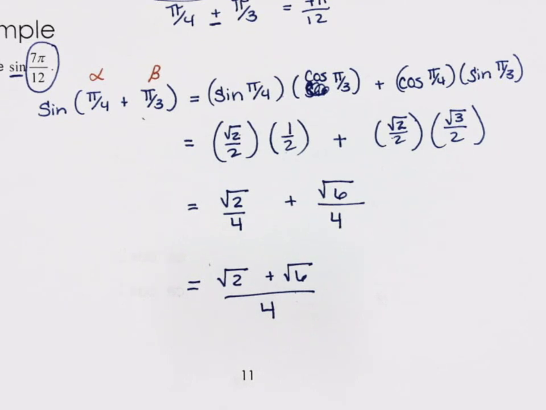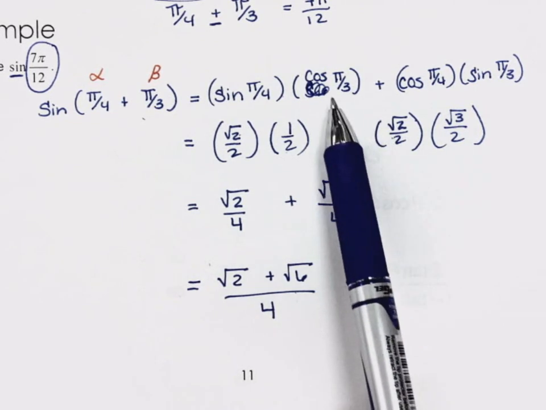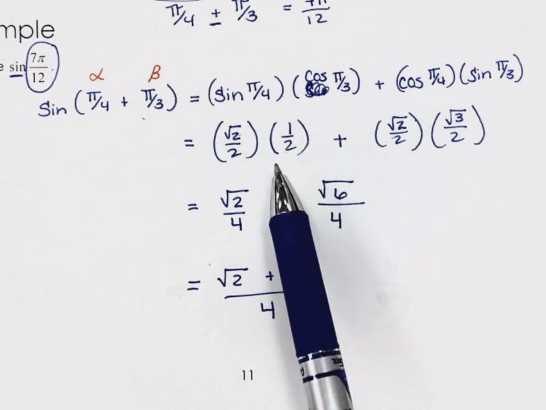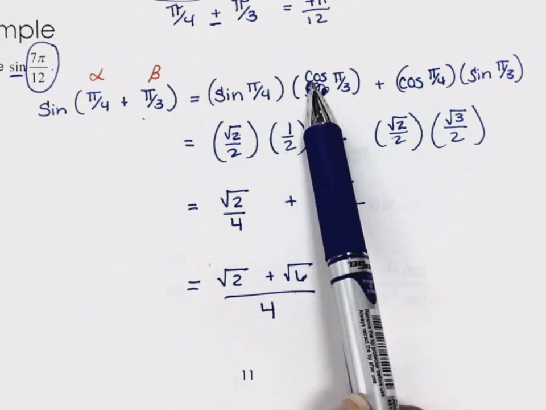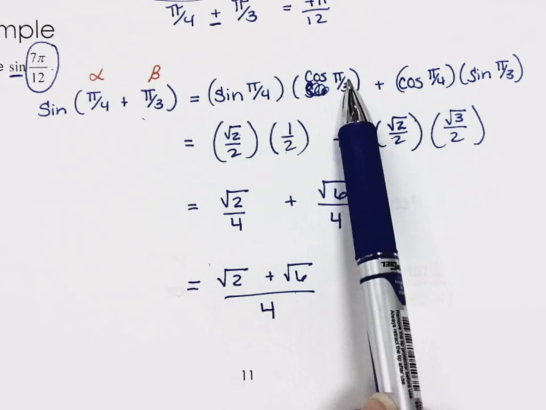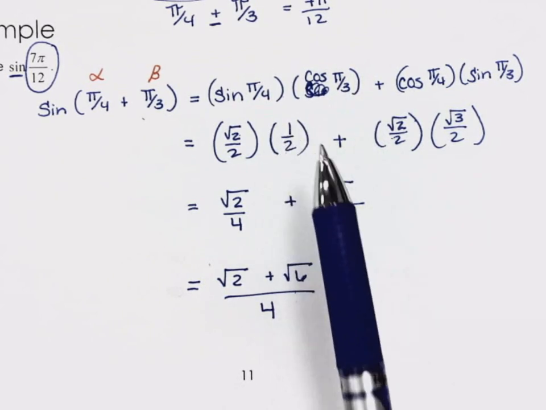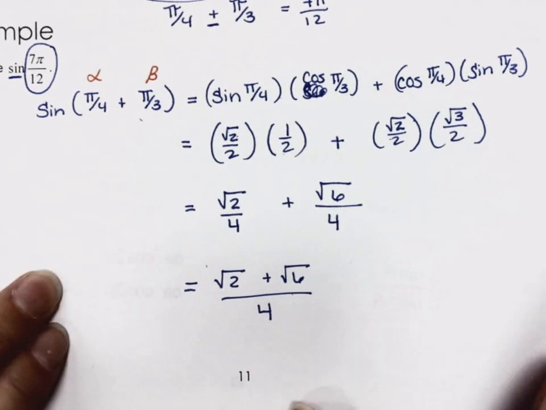A big mistake that I see happen is that people go and on this line they put cos 1/2, and that's not true. When you're evaluating cos of pi over 3, you're looking for the x coordinate, so that is the 1/2. So don't make that mistake. How does everybody feel about that? Not terrible?